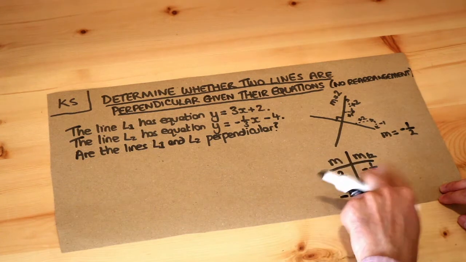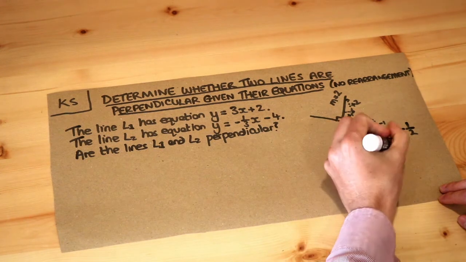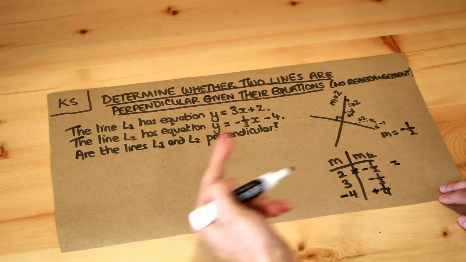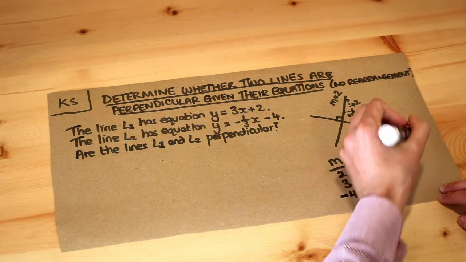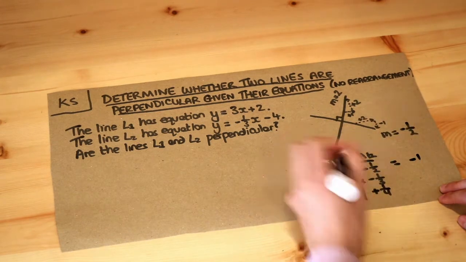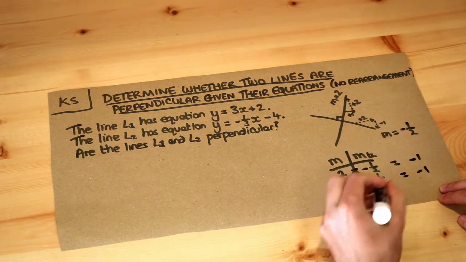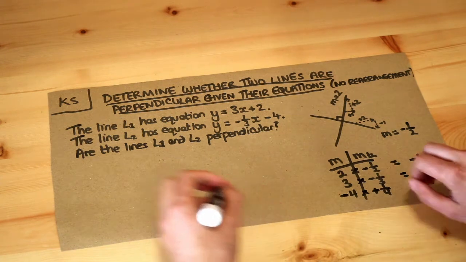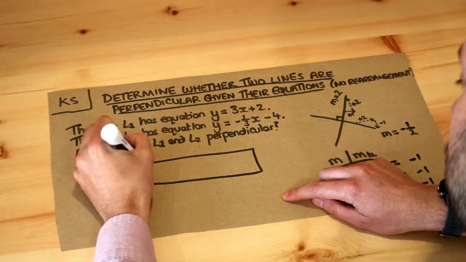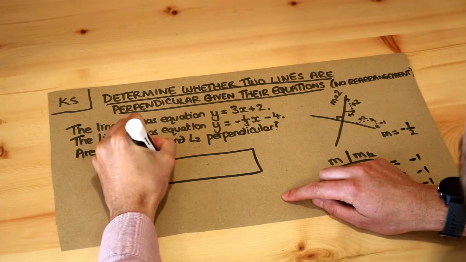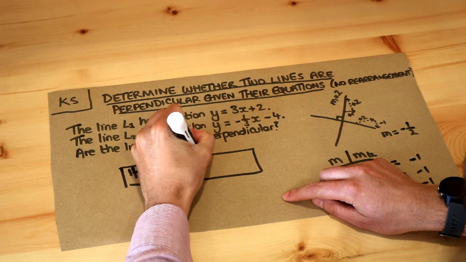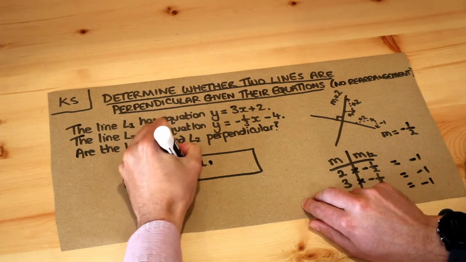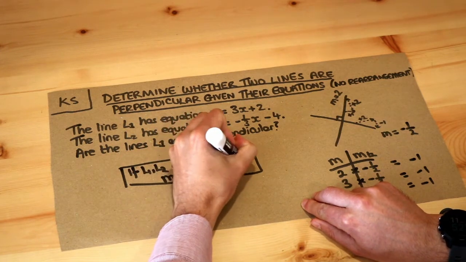And if you multiply these two numbers, what's 2 times minus half? Well, 2 times half, that's the same as saying what's half of 2, which is 1, and positive times negative is negative, so it'd be minus 1. Similarly, if you times these two numbers, you get minus 1. If you times these two gradients together, you get minus 1. So basically, the key point here is that if two lines, L1 and L2, are perpendicular, and their gradients are M1 and M2, then the product of the two gradients will be minus 1.